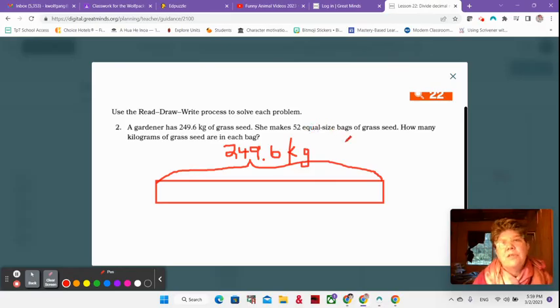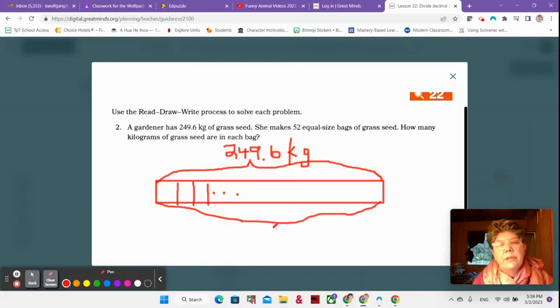She makes 52 equal size bags of grass seed. So I could draw 52 lines here, but I don't actually need to do that. I can just do dot, dot, dot, and that means they're going to continue. And down here, I can say that that stands for 52 bags, right? Okay, so you're drawing this along with me, right? 52 bags. There we go.